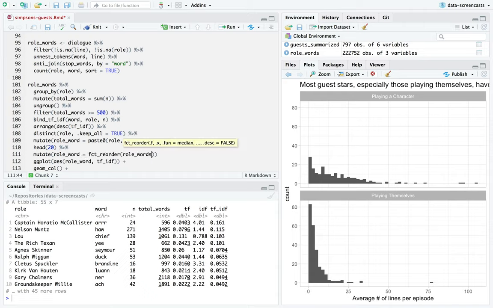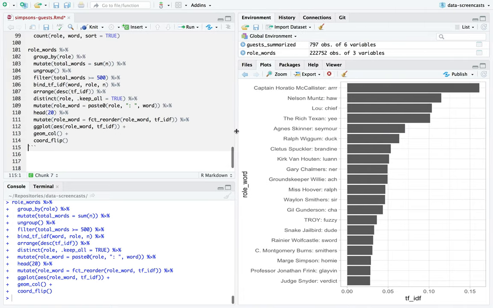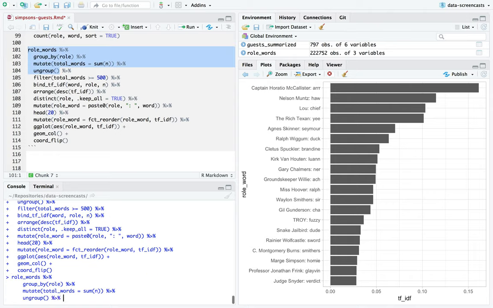Role, sort by role word TF-IDF. Looking at these, I'm kind of amused. What is Troy? Is that supposed to be Troy McClure? I'm a little confused because, let's see, filter role equals Troy.